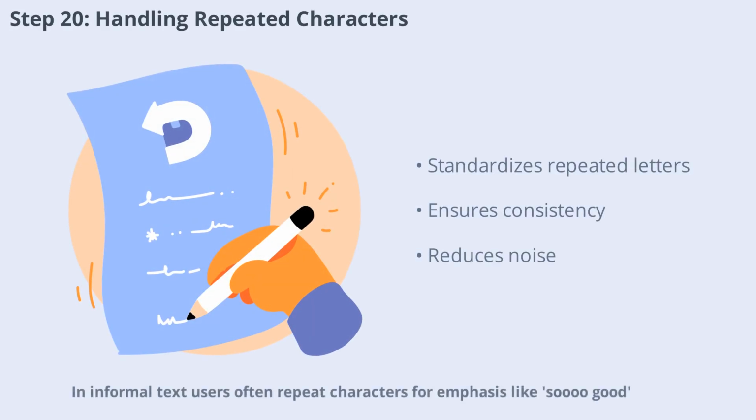In informal text, users often repeat characters for emphasis, like "soooo good." Standardizing these repetitions helps ensure that words are treated consistently and that our analysis isn't skewed by exaggerated spelling. This step is particularly useful for social media or chat data.